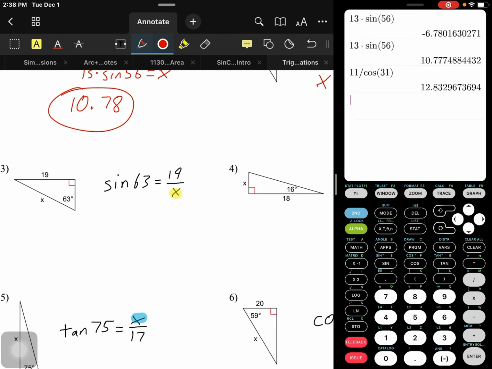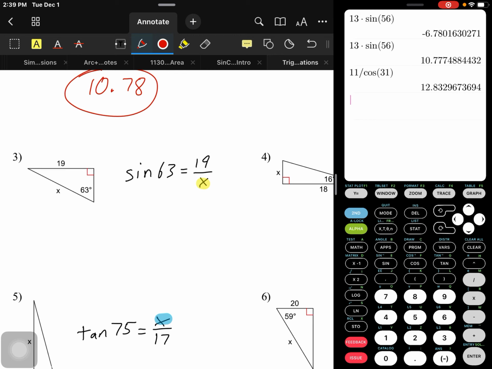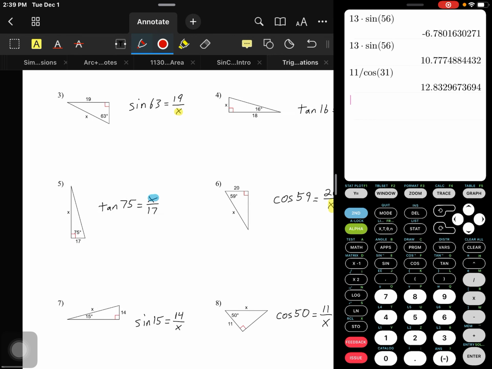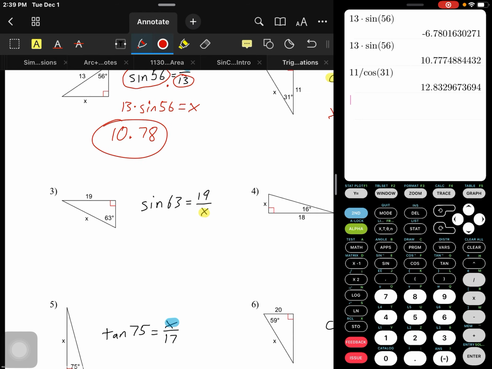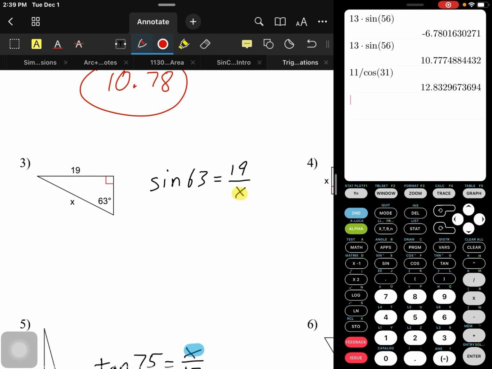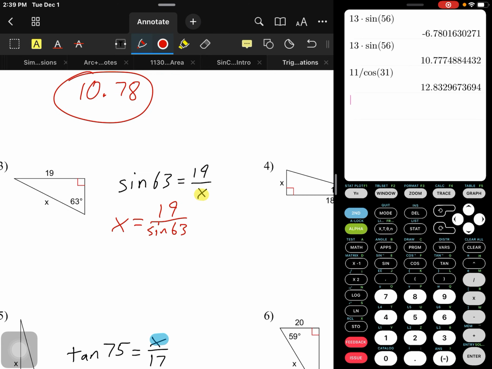I will set number 3 and 4 up for you, and you do the rest of the sheet, and submit it to the assignment. Okay. So you can see number 3, the variable's on the bottom. When it is on the bottom, you divide. So it looks like this. X equals 19 stays the same, and then you put the sine of 63 on the bottom, and then you divide. Okay?